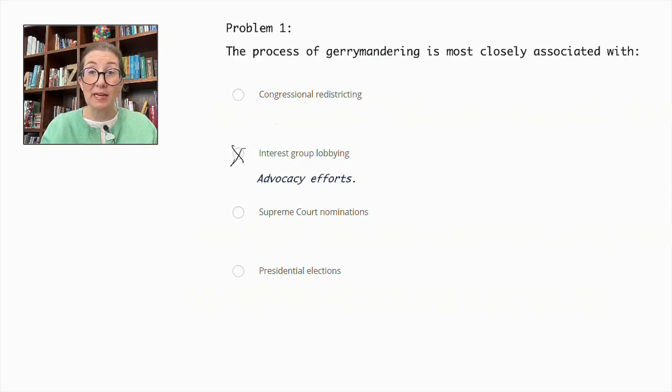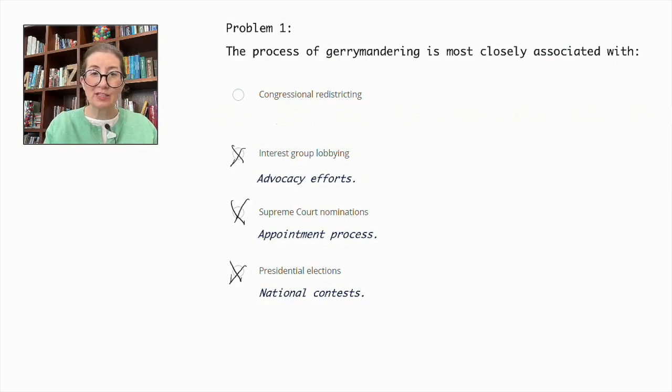Supreme Court nominations refer to the appointment process of justices to the highest court, which does not involve redistricting either. So we can cross that out. Presidential elections are the national contests for the presidency, which are conducted at a broad level rather than through manipulated electoral districts. So we can cross that out.